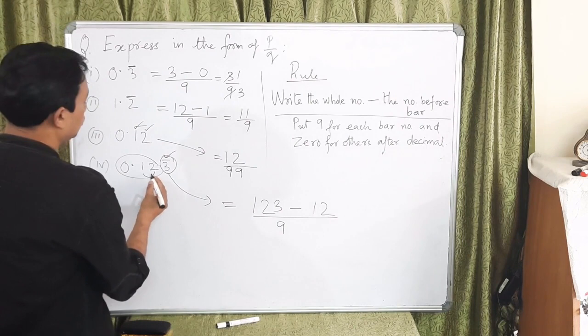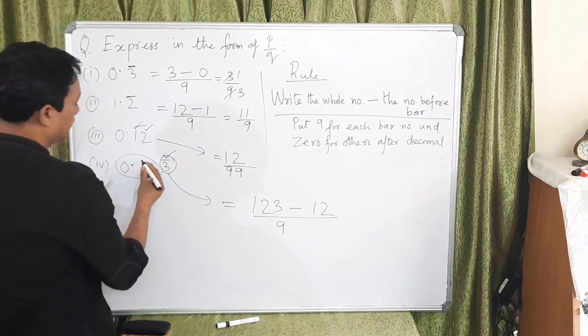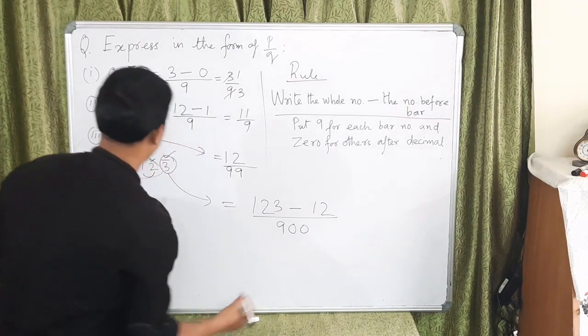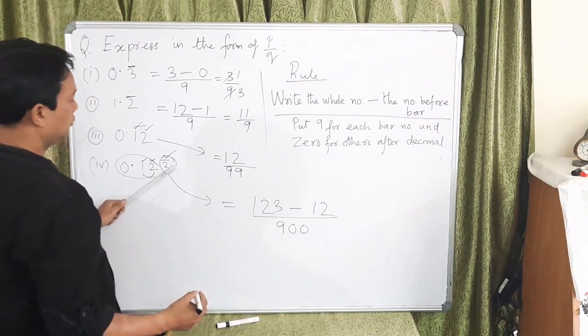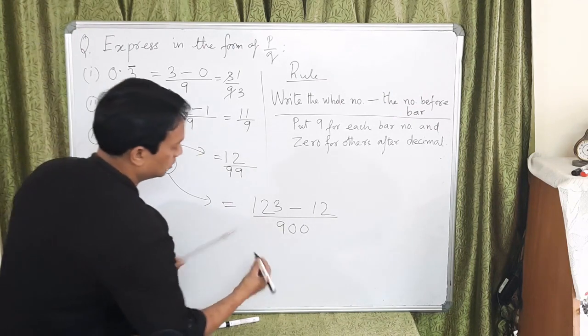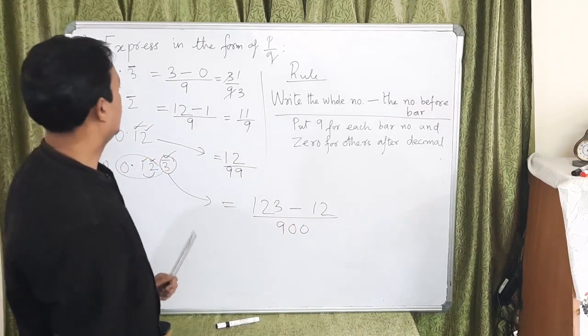And 0 for others after decimals. Now for these two numbers after decimal, we have 2 more digits, 1, 2. For them, we will put zeros. For this 2, we'll put zeros. For this one, we're putting a 9. And for this 2, after the decimal, we're putting zeros. Then you'll subtract and you'll get the answer.